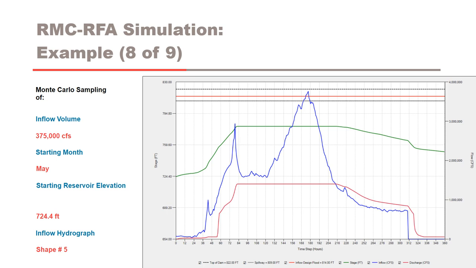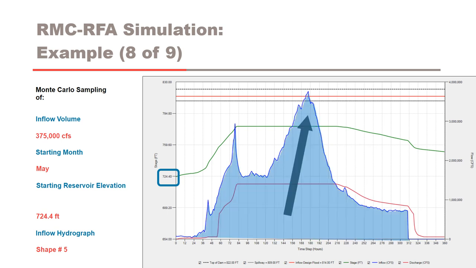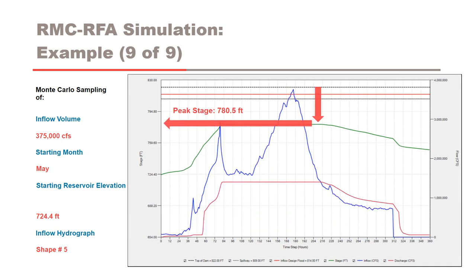The results of the simple routing procedure for our working example are shown in this plot. As you can see, the reservoir stage is shown in green, the inflow hydrograph is shown in blue, and the reservoir discharge is shown in red. In this plot, you can see the evidence of several of our randomly sampled variables, including the sampled starting stage of 724.4 feet, the scaled inflow hydrograph shape number 5, and the inflow volume of 375,000 CFS. The computed peak stage for our working example is 780.5 feet. Remember that the process used for our working example will be conducted 10,000 times for each realization.